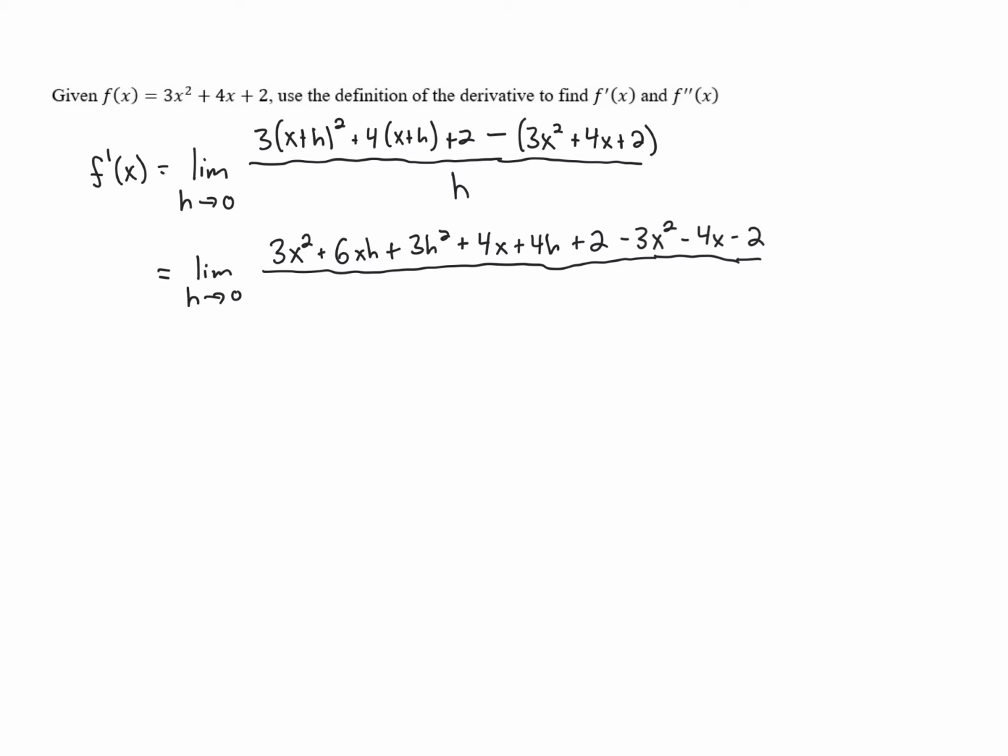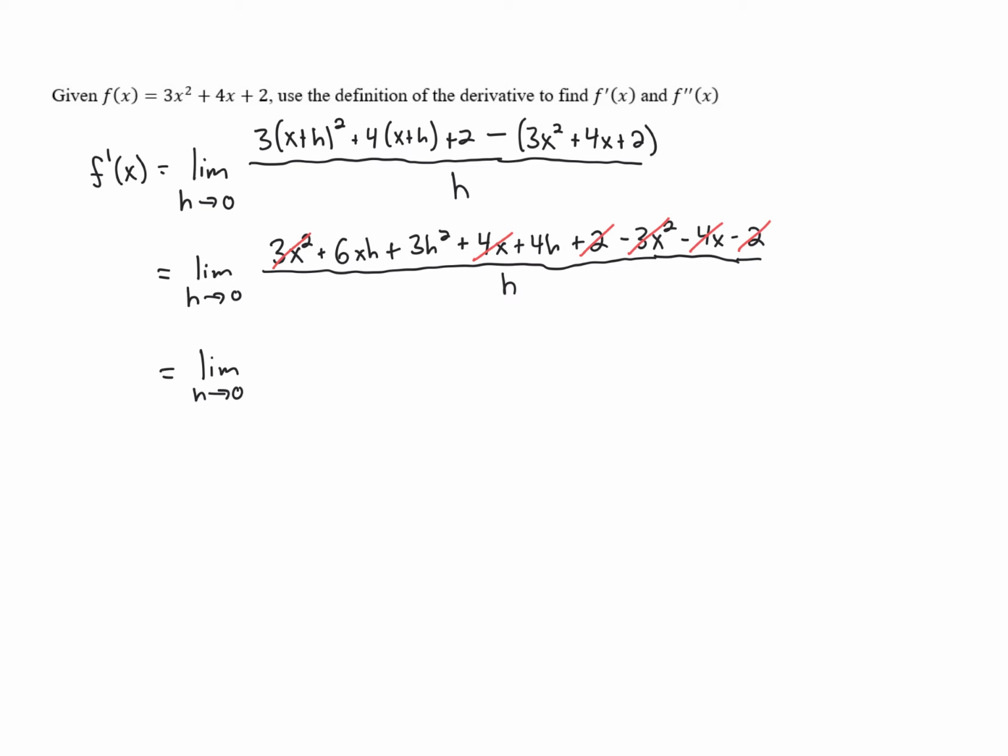And then we need to see what cancels, and I think we're going to have a fair bit of cancellation. I see a positive 3x squared and a negative 3x squared. I see a positive 4x and a negative 4x. I see a positive 2 and a negative 2. I'm also realizing I forgot to put the h in the denominator, so let's squeeze that back in. And then we can look at what we have left.